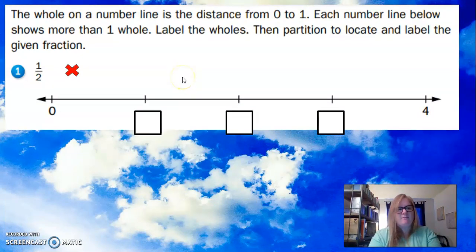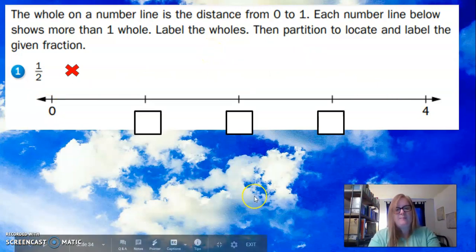And same for this one. This shows a lot of wholes, right? It goes all the way up to 4. Then I need to label the wholes. So I need to label these, all right? And then I've got to show where half is, all right? And we're not looking at half of 4. We're looking at half from 0 to 1, okay?